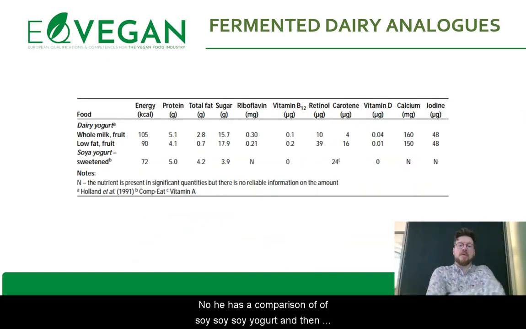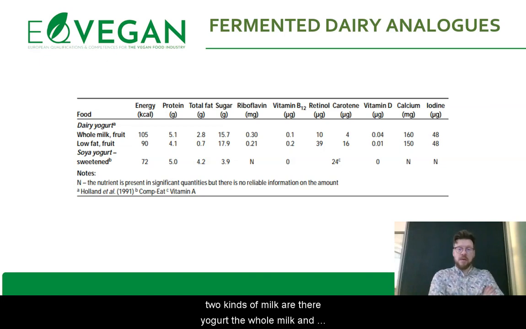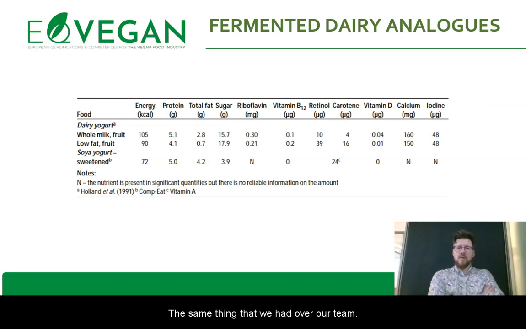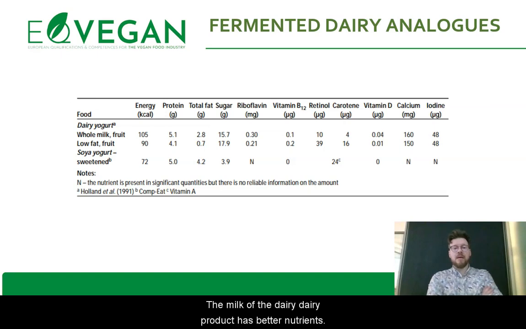Now here's a comparison of soy yogurt and then two kinds of milk-based dairy yogurt, whole milk and low-fat fruit yogurt. The same thing that we had over at the milk comparison is true also for this. The dairy product has better nutrient density than the soy alternative, but roughly, if you look at the numbers, they are quite okay for the macronutrients.